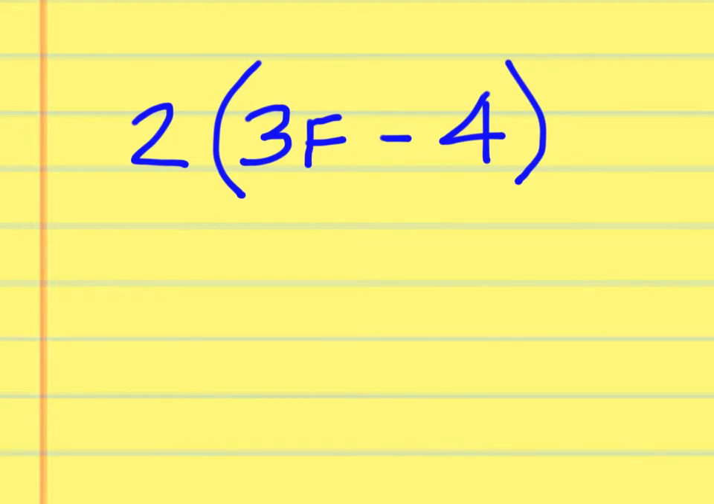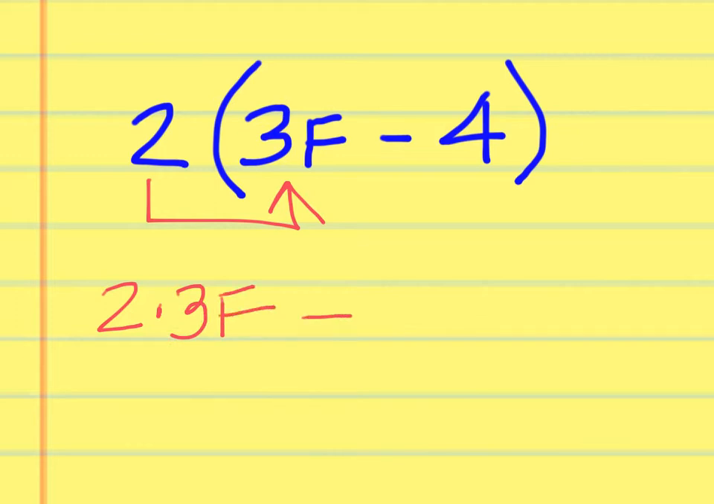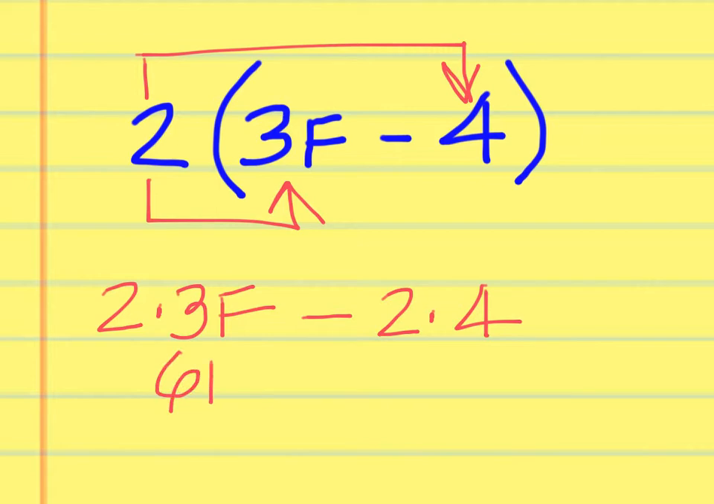2 times 3f. That's what I have to do first. 2 times 3f. Keep my sign, which is minus, and then multiply 2 times 4. Now go back through and simplify it. 6f minus 8.